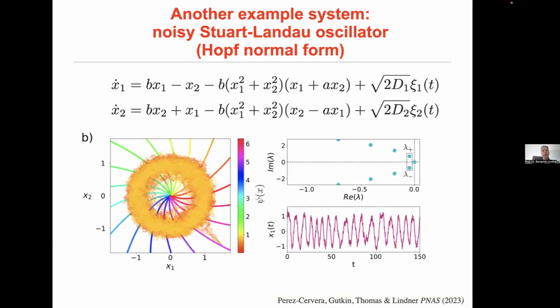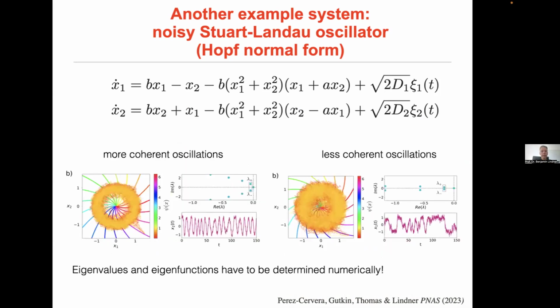My second example is a noisy Stewart-Landau oscillator. So in this system, you have some nonlinearity. And if you would switch off the noise, the system would go to a limit cycle, which is here simply the circle, and it would travel on the circle. And if you now add noise in the two components, then you get noise both in the amplitude and the phase. And you see that the oscillations now look really different to what I showed you before for the harmonic oscillator. And also here, we can tweak the parameters such that we have more coherent oscillations and less coherent oscillations.